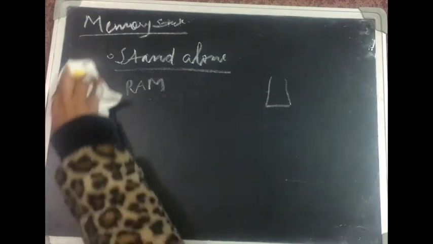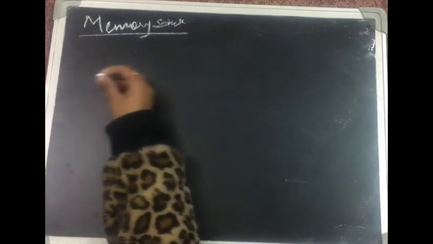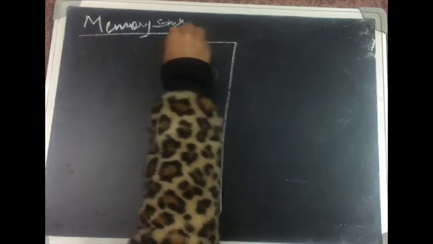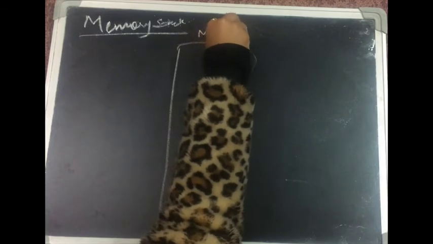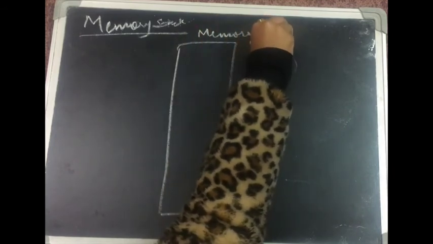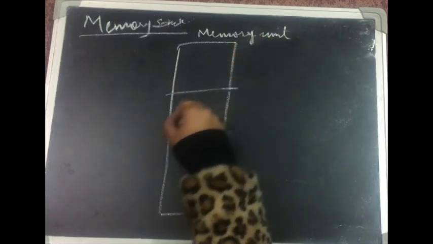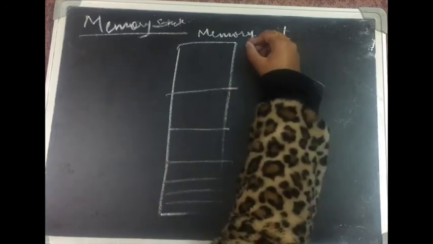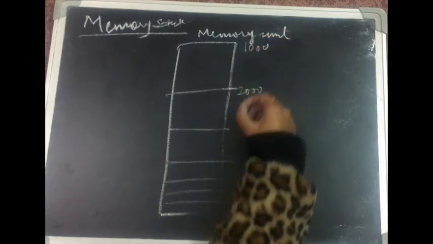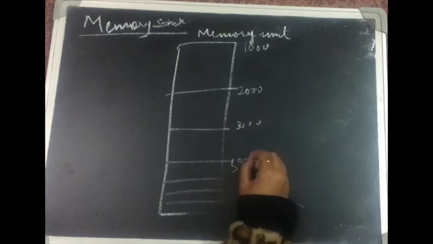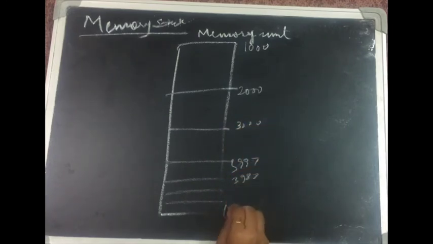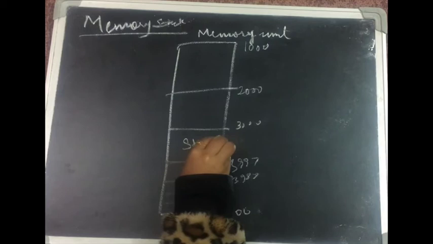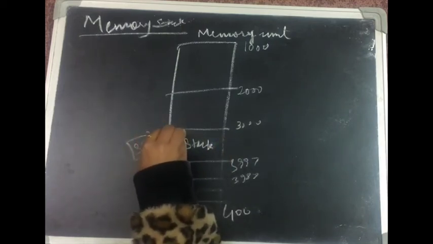So there are three parts of a stack. This is the memory unit which has been assigned for the stack. Suppose these are the addresses, maybe 1000, 2000, 3000, 3999, 3998, and so on up till 4000. So this is the stack, and SP will be pointing somewhere in the stack.